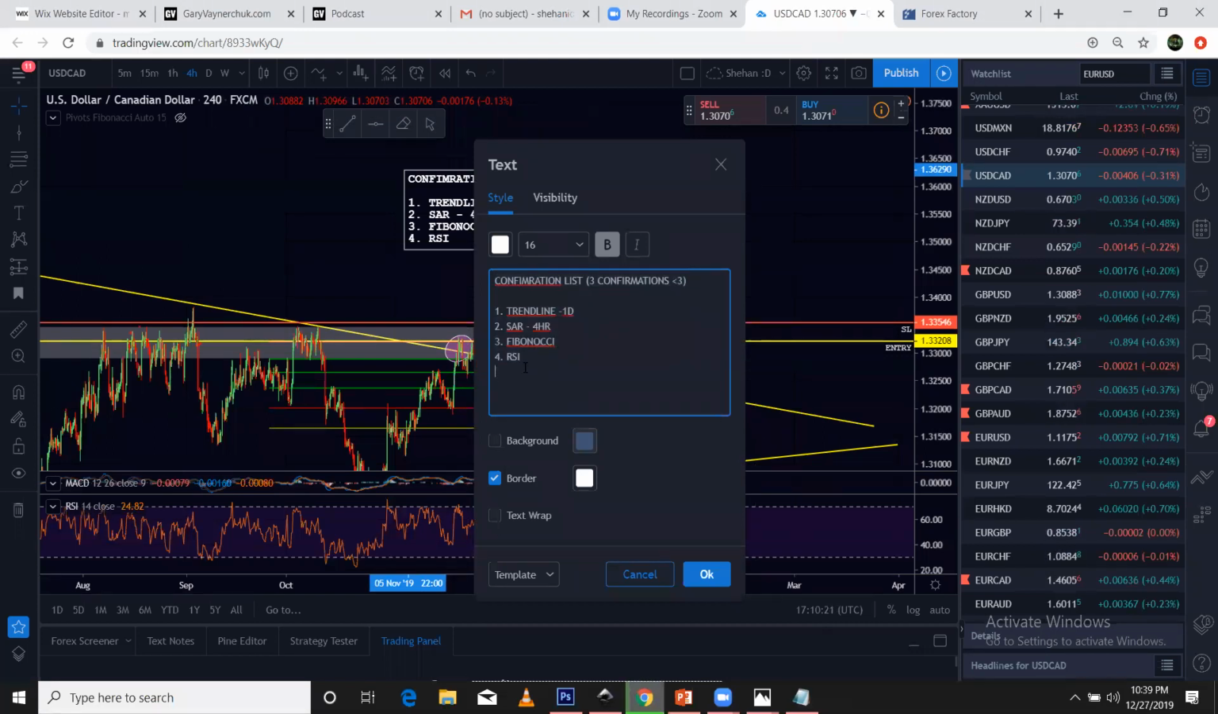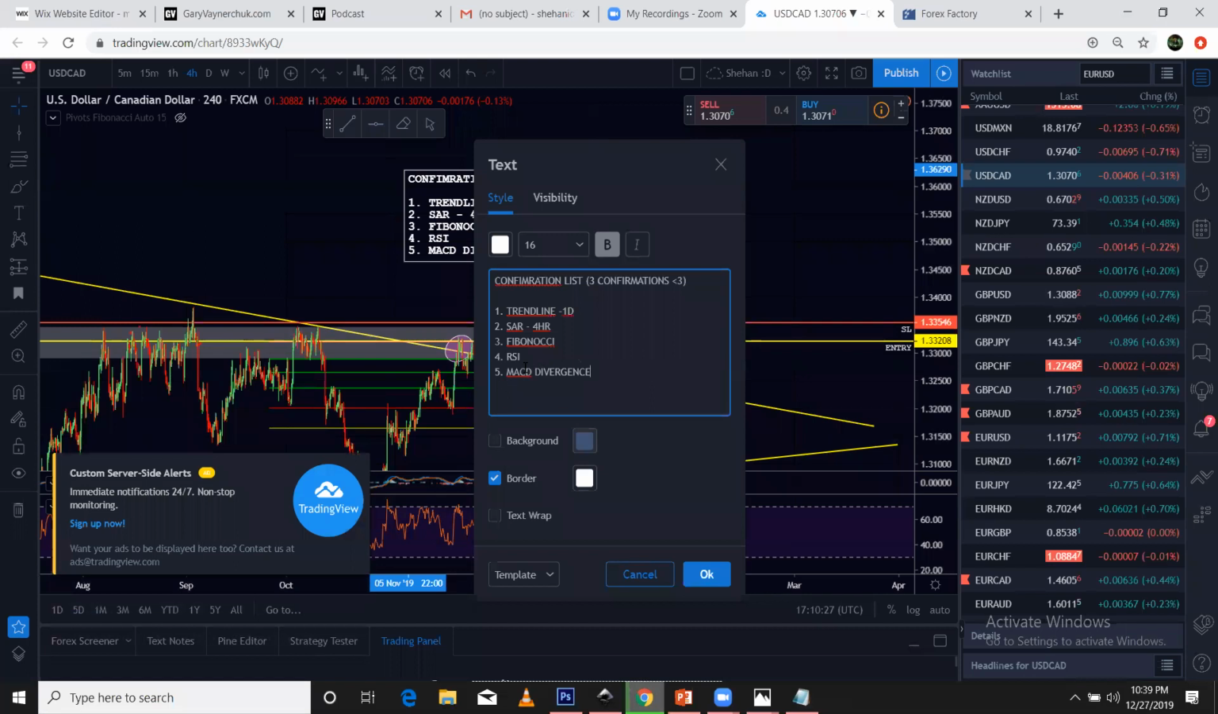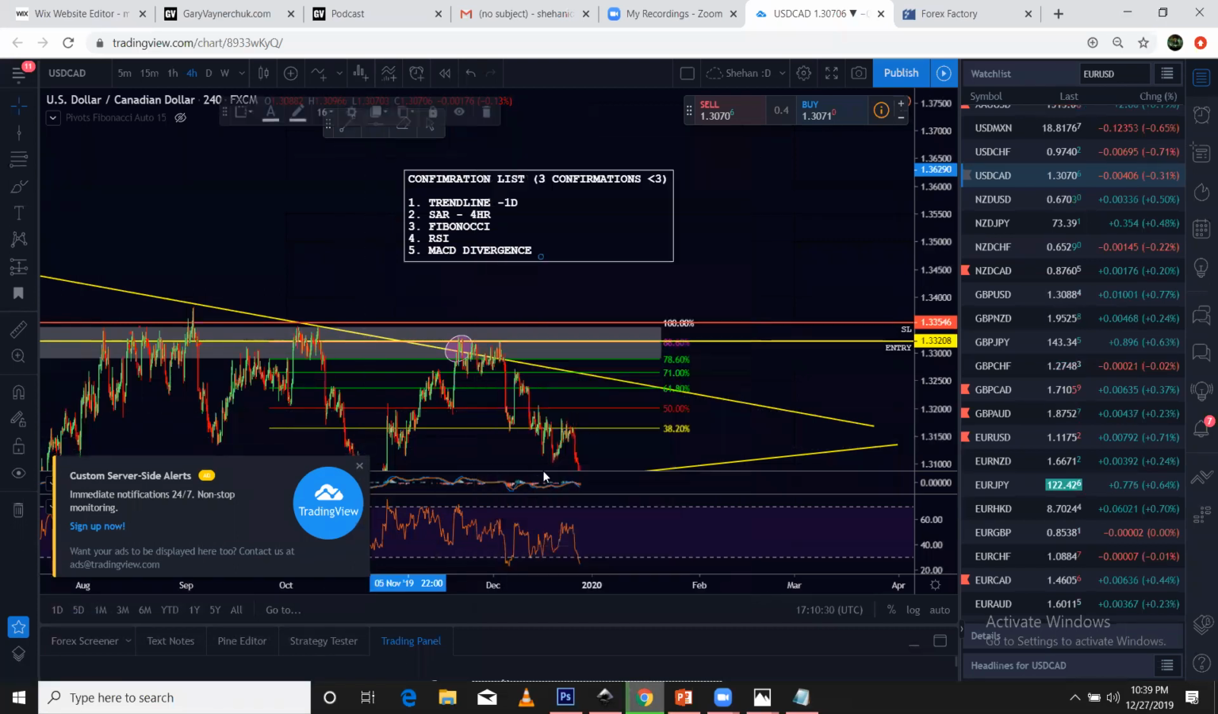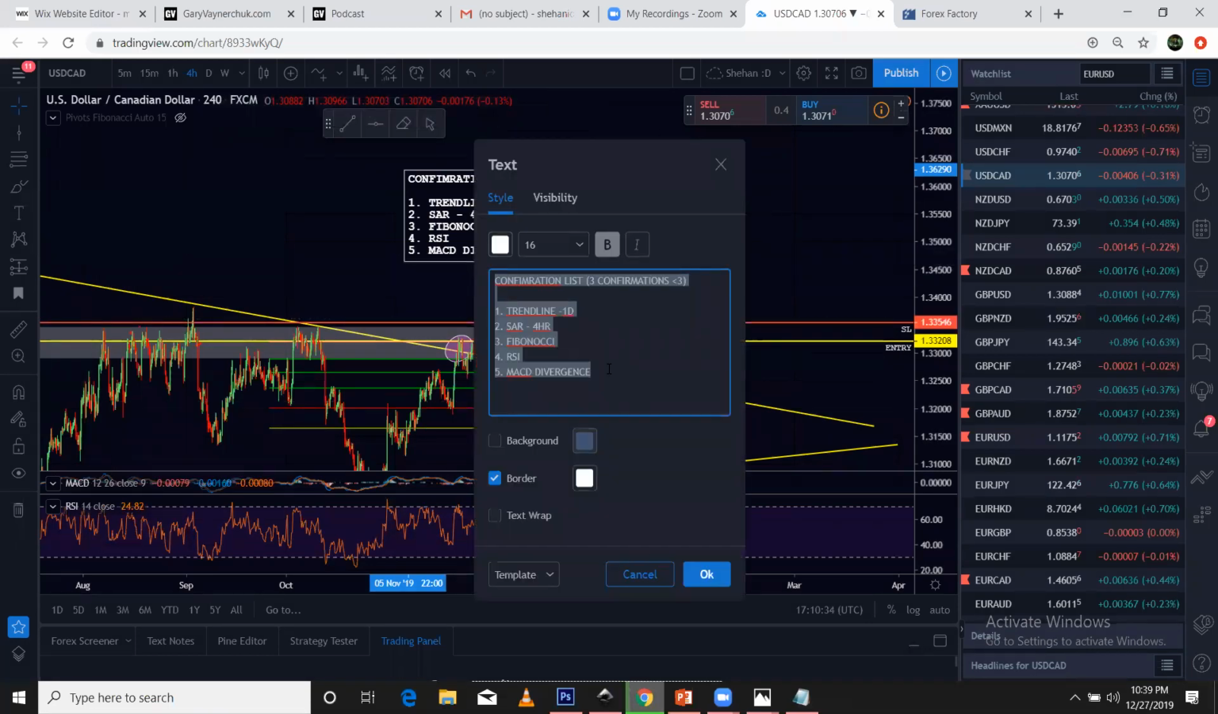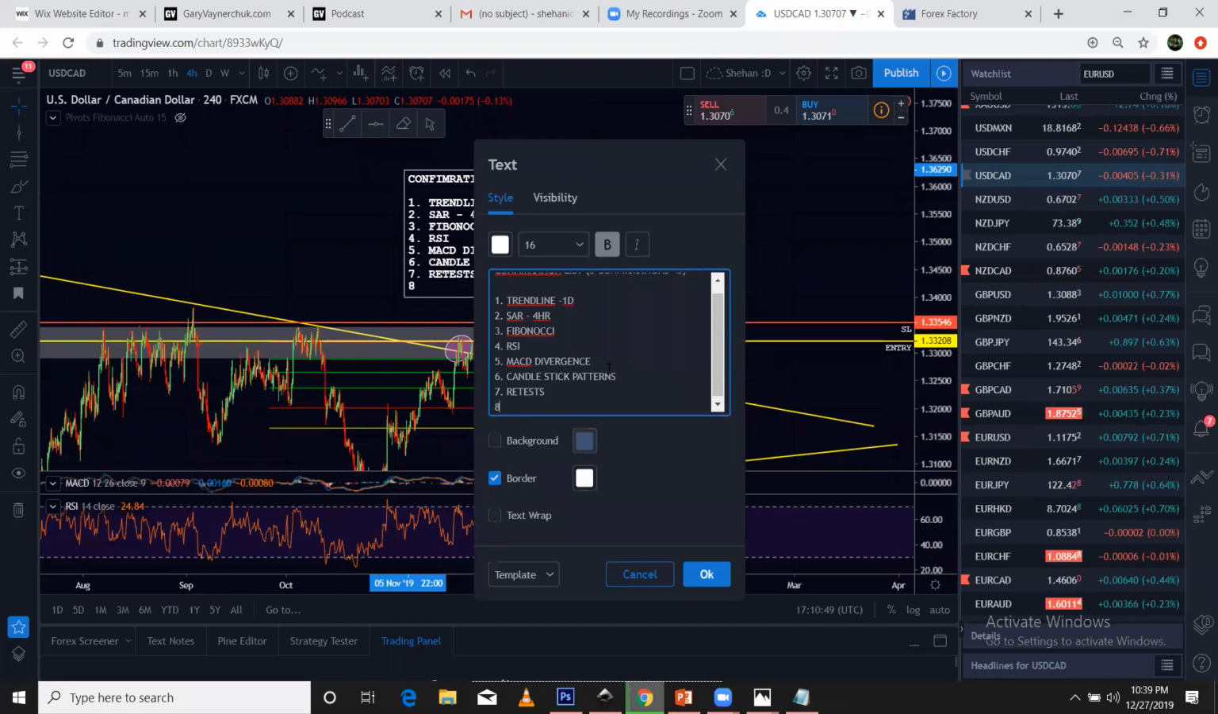This is all I use right now, but I'm actually backtesting a MACD divergence strategy. I'm still backtesting it, so I'm not going to teach it. But once I'm confirmed with it, I will definitely teach it, right? So other than this, you can go with many confirmations. You can go with candlestick patterns. You can go with retests. You can go with consolidation boxes.